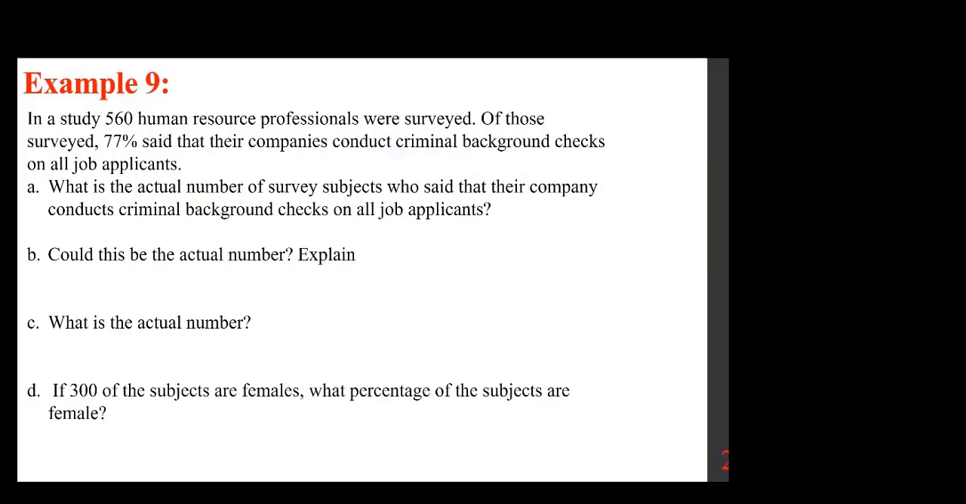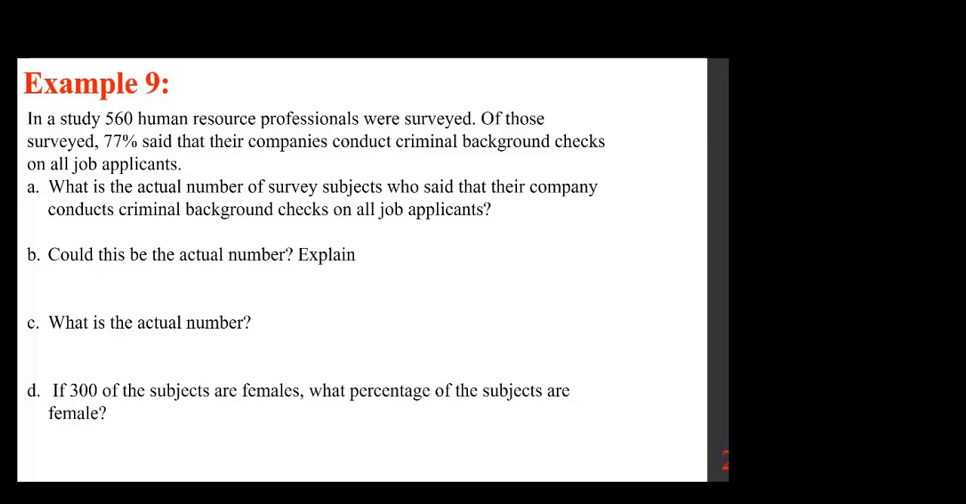In a study, 560 human resource professionals were surveyed. Of those surveyed, 77% said that their companies conduct criminal background checks on all job applicants. We are going to look at each case. It says, what is the actual number of the subjects? So what basic math steps are involved in part A?